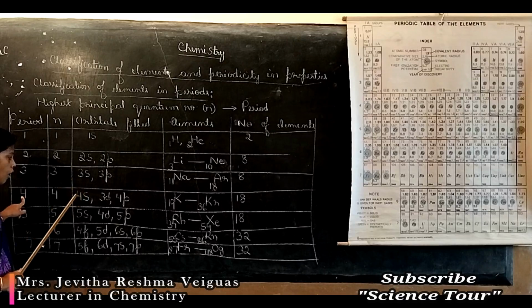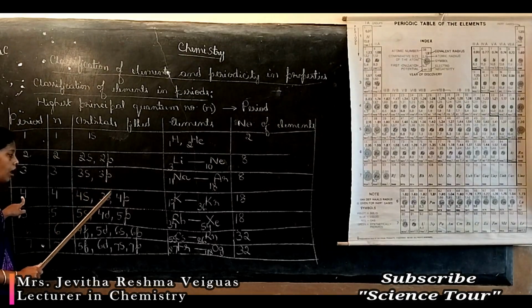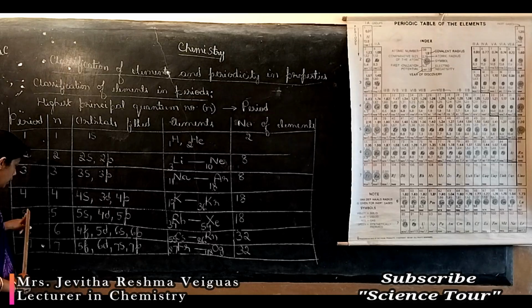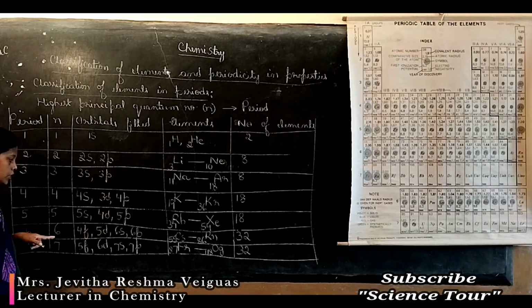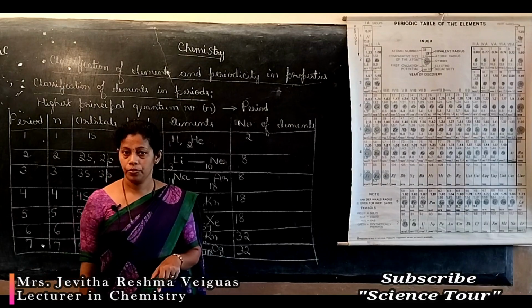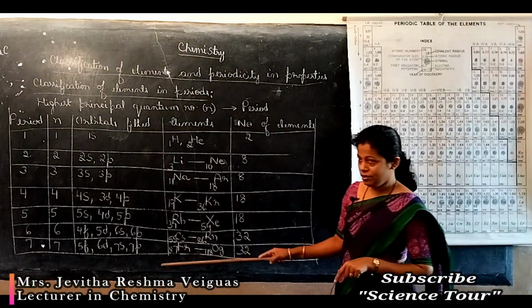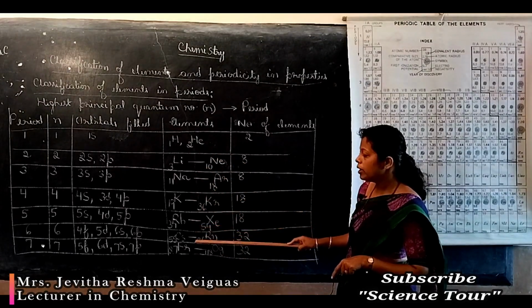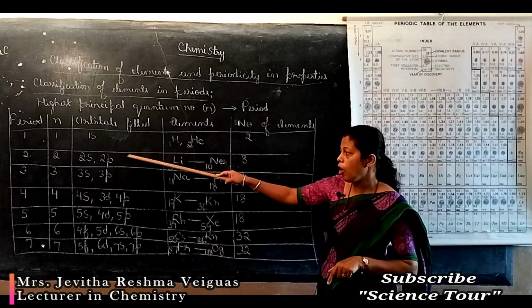In fourth period, orbitals we have are 4s, 3d and 4p. Highest principal quantum number is 4. 4s and 4p. Here the digit you have is 4, which represents highest principal quantum number. In fifth period, 5 is the highest principal quantum number. In the sixth period, 6. In the seventh period, 7 is the highest principal quantum number. So these are the elements which belong to different periods based on the orbitals filled.